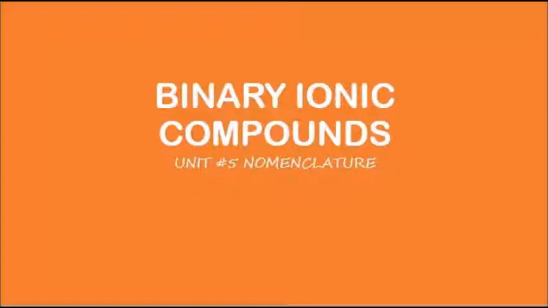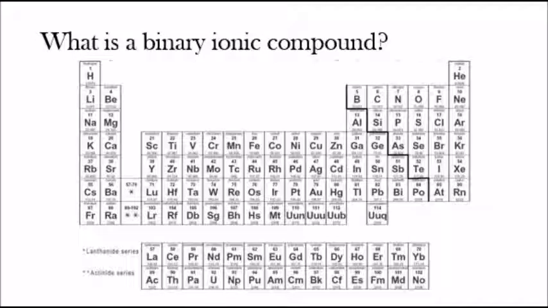So let's first discuss what a binary ionic compound is. A binary ionic compound is a compound which has two elements, hence the binary. The first element is a metal, which is any element on the left side of the zigzag line of the periodic table. Then the second element is a nonmetal, which is basically an element on the right side of the zigzag line. So metal plus nonmetal is a binary ionic compound.